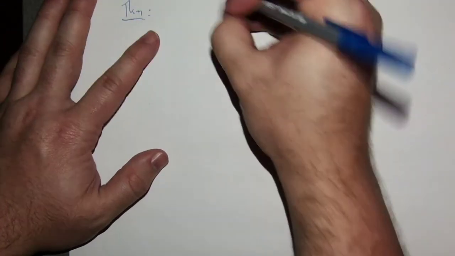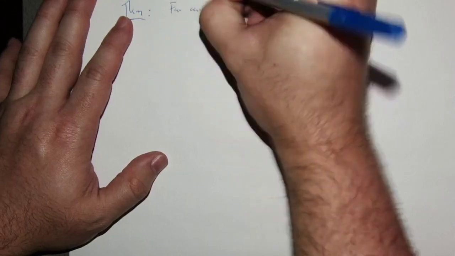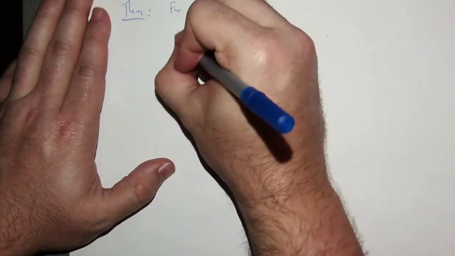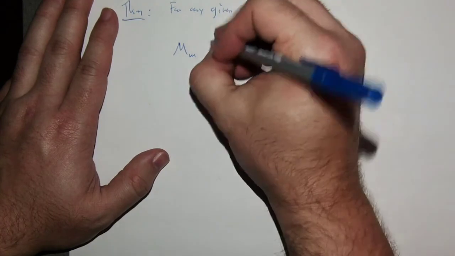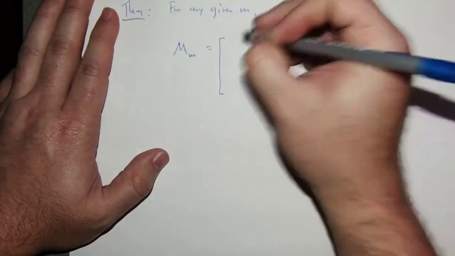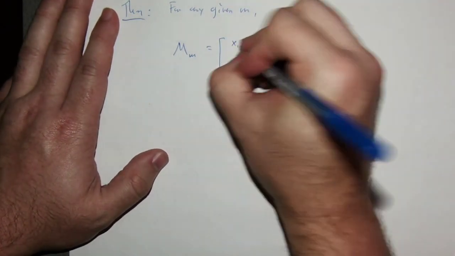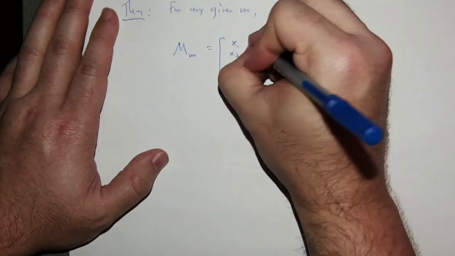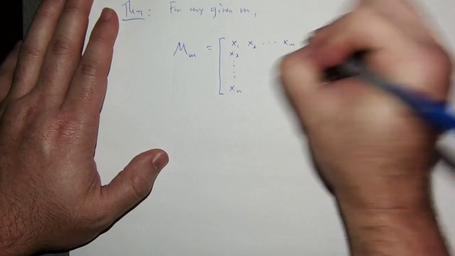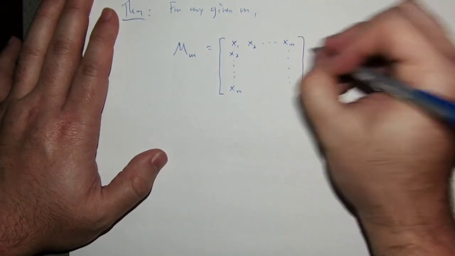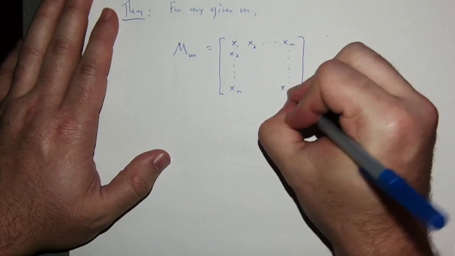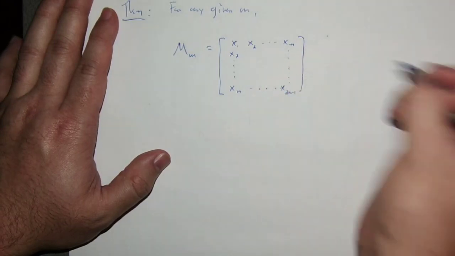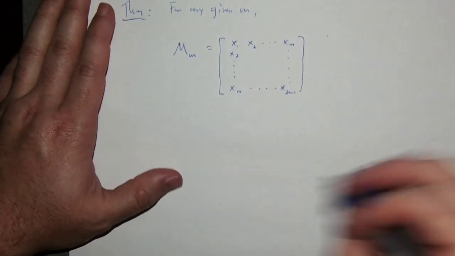So for any given m, I can define my matrix big M to be the matrix I wrote before. So x sub 1, x sub 2, all the way down to x sub m, and this goes over in the same fashion, all the way down to x sub 2m minus 1.